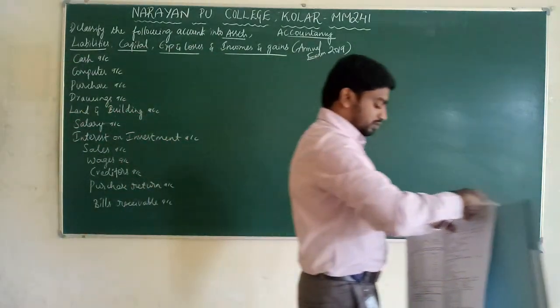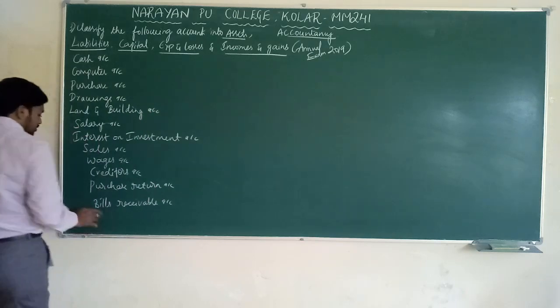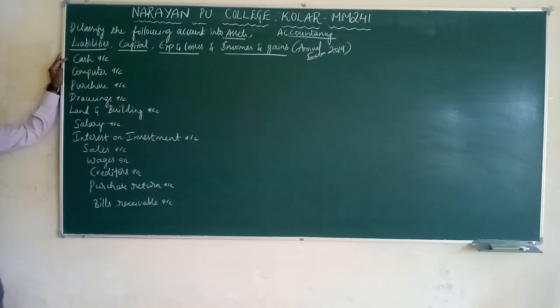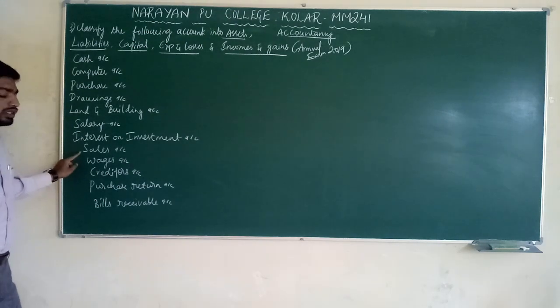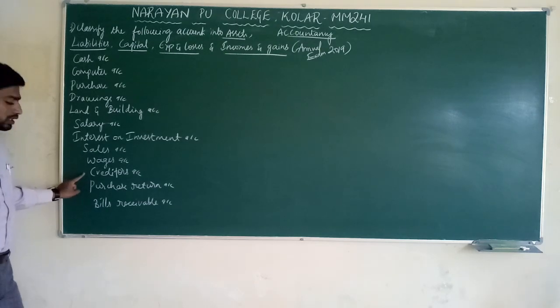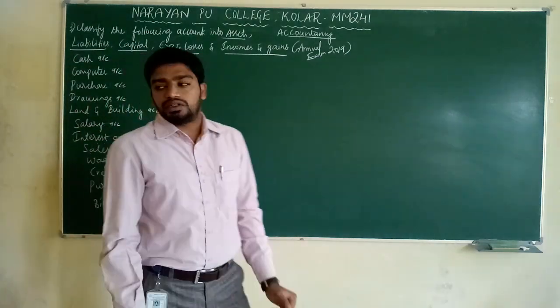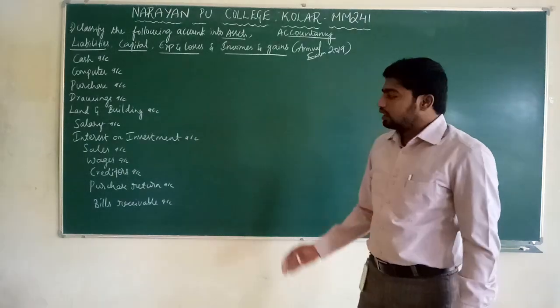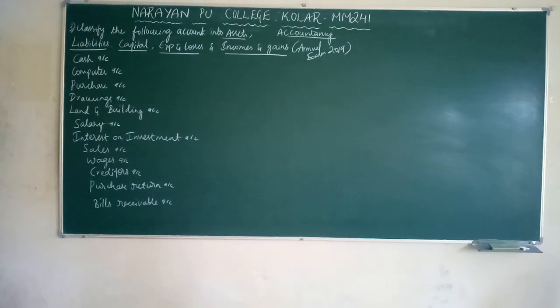Classify the following accounts. These are the accounts they have given to you: cash account, computer account, purchase account, drawings account, land and building account, salary account, interest on investment account, sales account, wages account, creditors account, purchase return account, and bills receivable account. For these accounts, you have to do the classifications. Write down one by one in the notes, very clean. Don't make any mistake while writing these accounts. If you have any doubt, observe carefully.